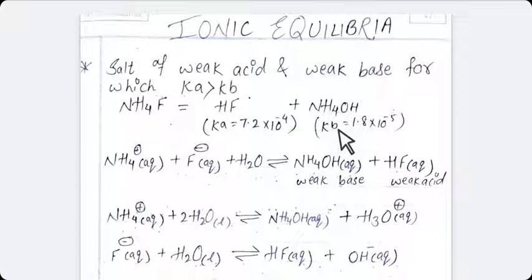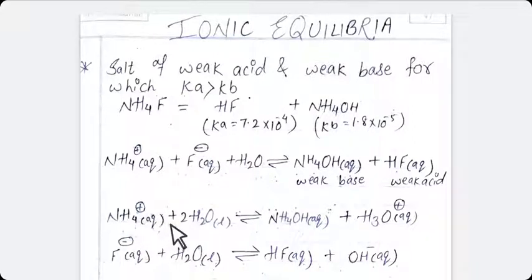Now, the salt is hydrolyzed as NH4+ (aq) + F- (aq) + H2O, which gives NH4OH and HF. This is the reaction which indicates the hydrolysis of the salt. The acid HF is slightly stronger than the base NH4OH. The two ions react with water, which is clearly seen by this reaction.